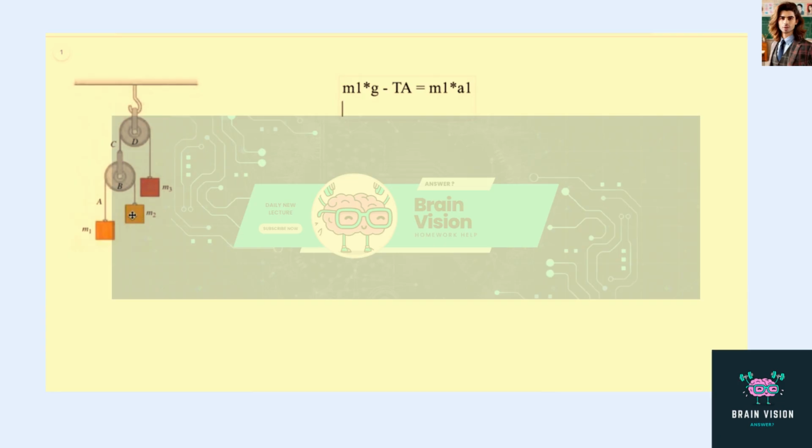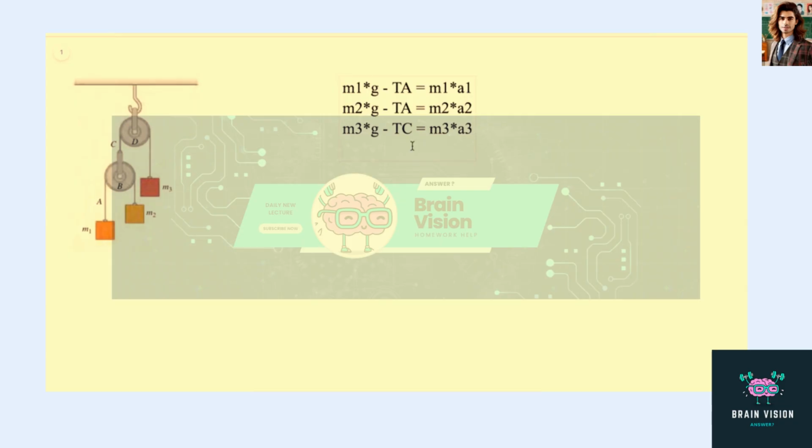So block M2, this is also connected to wire A, so it's going to be the same. We'll have M2G pulling it down, and then TA again is the tension pulling up. And that's going to be equal to M2 times A2. And then block 3 is connected to rope C. So we're going to have M3G minus TC, and that's equal to M3 times A3. So we have three equations here, but we don't know TC or TA or any of the accelerations. So we need some more equations here to solve.